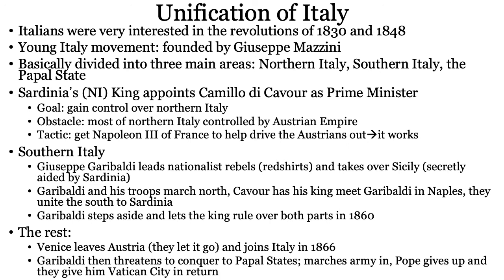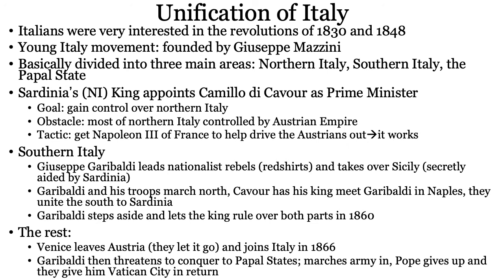And Sardinia, which is one of the states in the north, has a prime minister by the name of Camillo di Cavour. He and the Prince of Sardinia basically decide that together they're going to try to gain control of most of northern Italy. And there's a map of this in your textbook, and I'll show you a picture of it in a second. The problem is that part of that's controlled by the Austrian Empire.